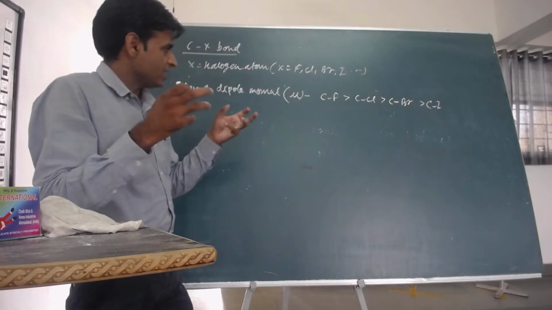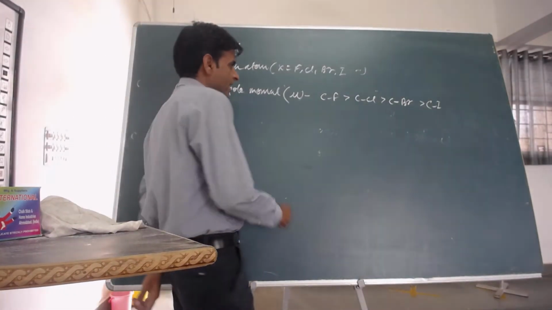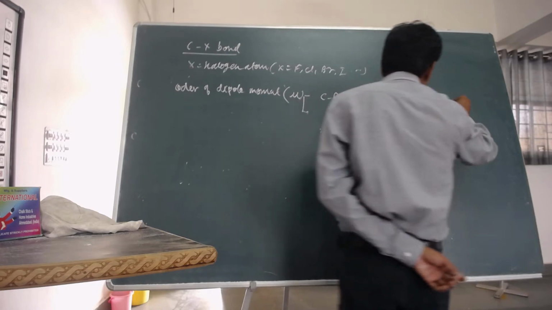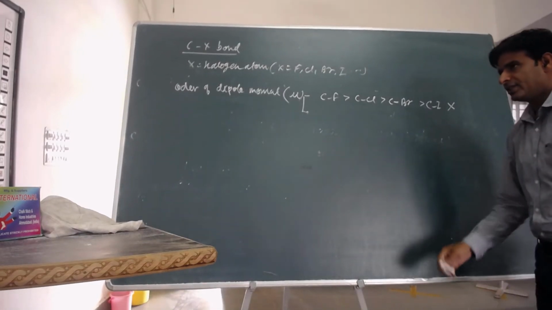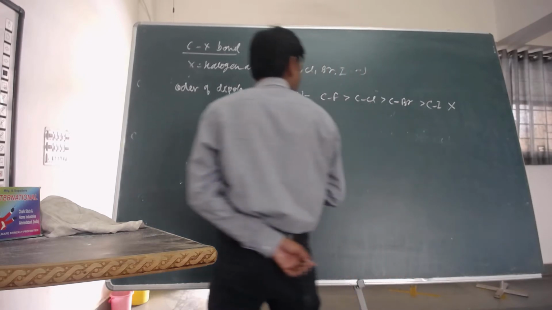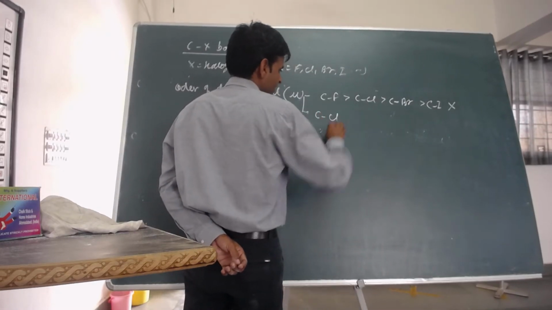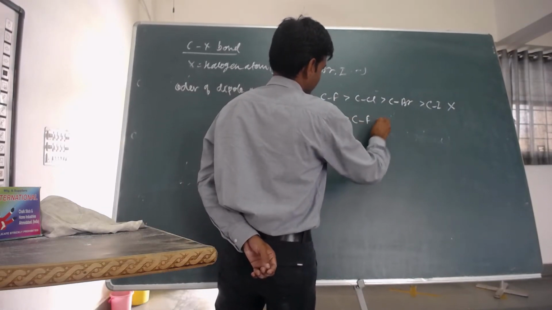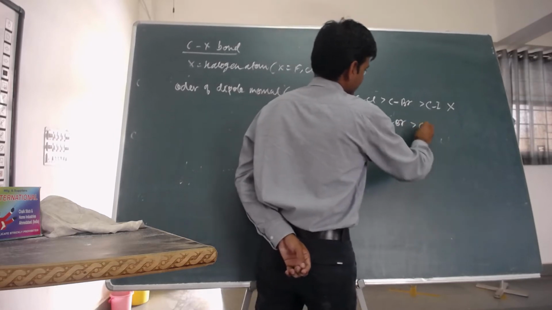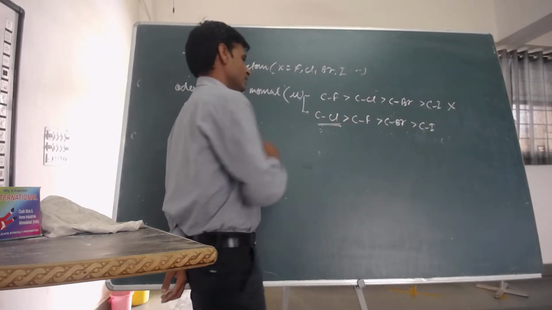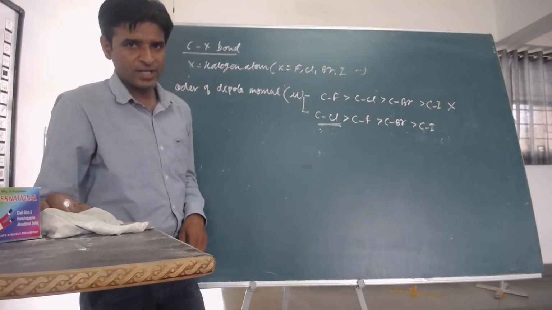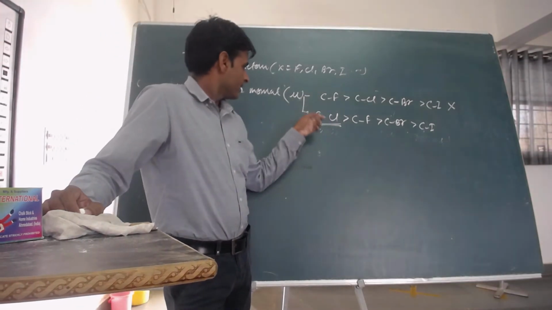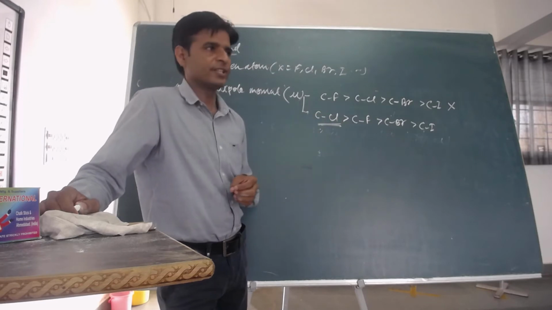Due to this inter-electronic repulsion, the order of dipole moment is relatively changed. Then we can say that this is not the proper order of dipole moment. The proper order of dipole moment will be C-Cl, then C-F, C-Br and C-I, because C-Cl has the maximum dipole moment due to the less effective inter-electronic repulsion between the electron density of chlorine and carbon atoms.